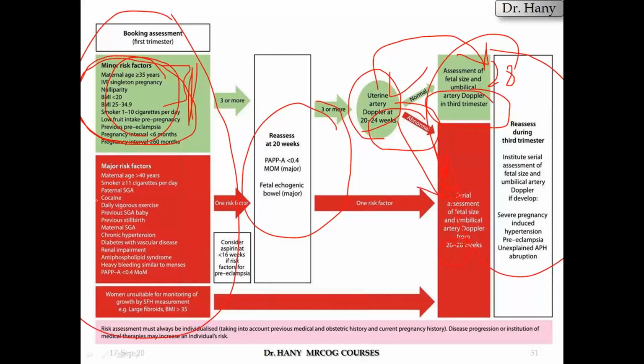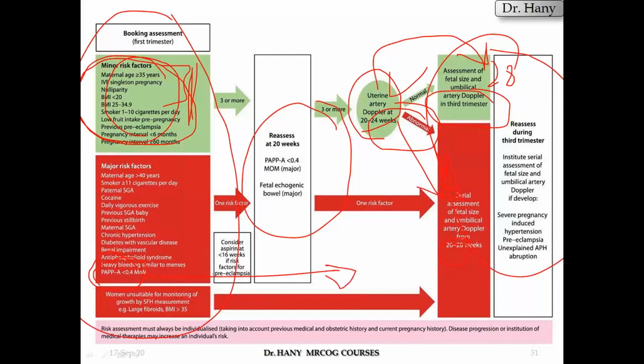What are the major risk factors? Age, smoking 11 or more cigarettes, the father or the mother being small for gestational age, previous stillbirth, previous small for gestational age baby, daily vigorous exercise, diabetes with vascular disease, chronic hypertension, renal impairment, antiphospholipid syndrome, heavy bleeding, and low pregnancy-associated plasma protein A, less than 0.4 MoM at the first trimester, is a high risk factor for small for gestational age. Always coming in the exam.